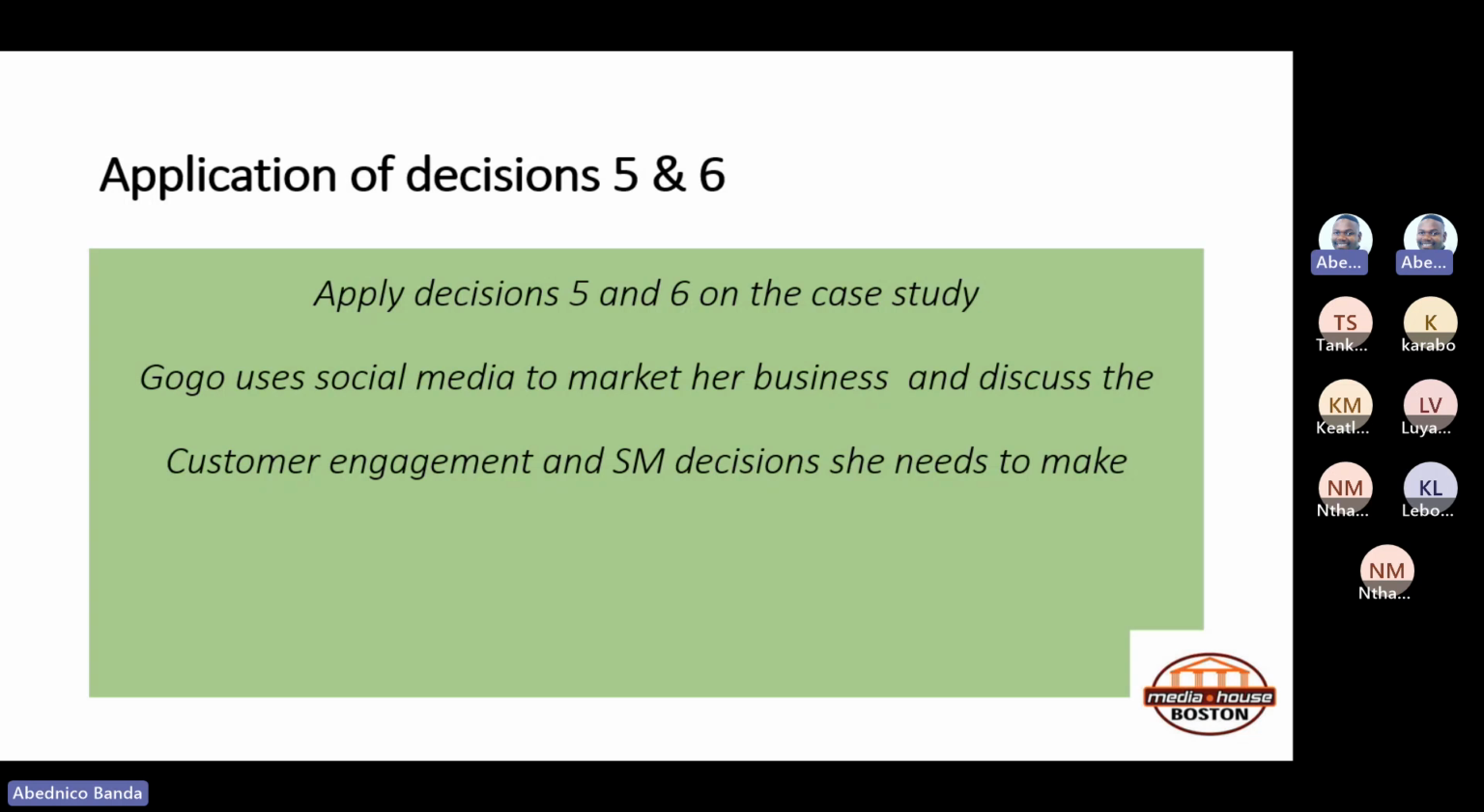Okay, so what Gogo does, we are going to look at it in decision 5 and 6. Decision 5 and 6 is about customer engagement and the social media strategies that need to be made. Remember, Lebo, we had a very detailed discussion on Tuesday about engagement, the difference between offline engagement and online engagement. Do you remember that?